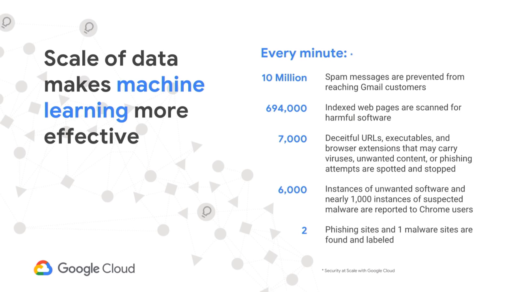And we're also scanning 6,000 instances of software that could be malicious to Chrome. So these are binaries that are hosted, and when you download them, Chrome would warn you that this binary may harm your computer. Are you sure you want to keep it? And every minute, two phishing sites and one malware site are found and labeled, so they're added to the Chrome Safe Browsing database.